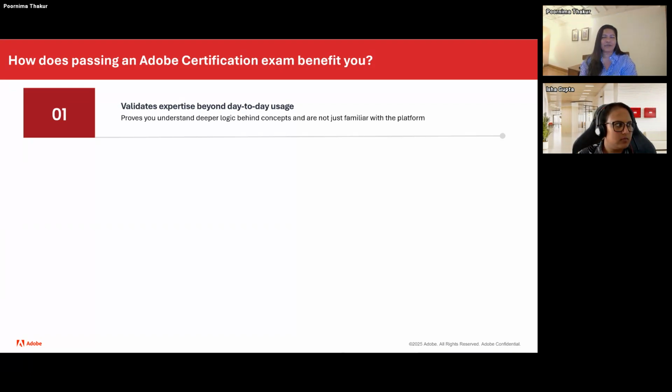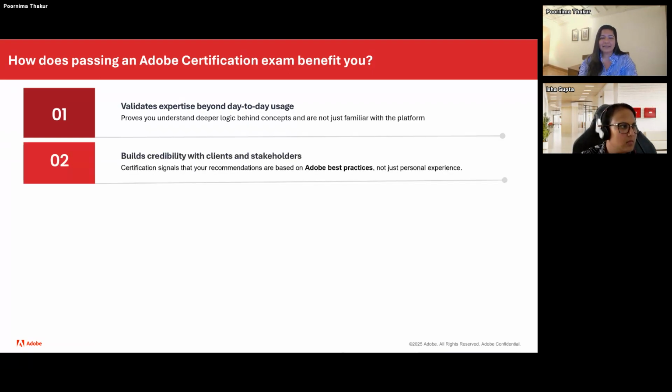So obviously the very first thing is validating the expertise beyond day-to-day usage. The second, building credibility with clients and stakeholders.